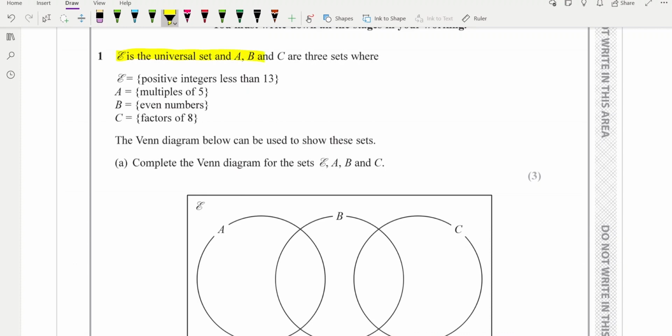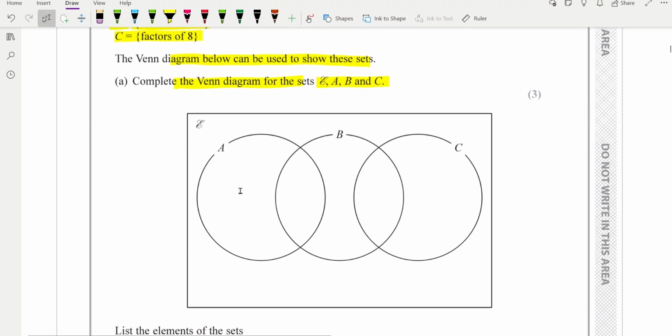E is the universal set. A, B, C are three sets where the universal set is positive integers less than 13, and A is multiples of 5, B is even numbers and C is factors of 8. The Venn diagram below can be used to show these sets. Complete the Venn diagram. In part a we have to complete the diagram for the universal set, A, B, and C. This is a 3 mark question.